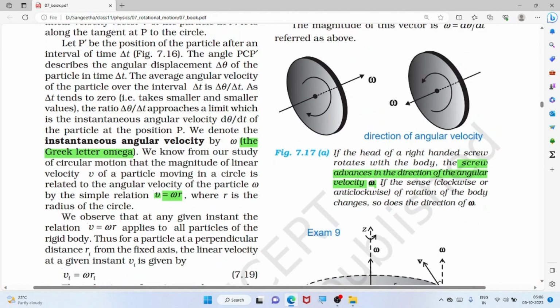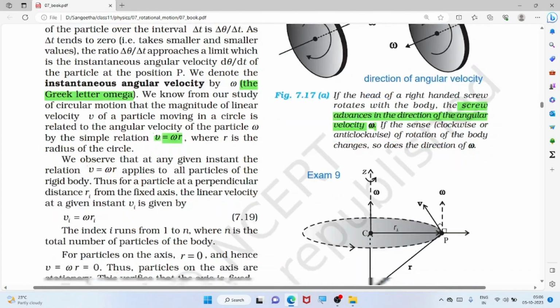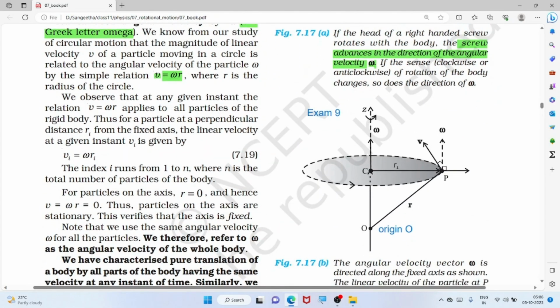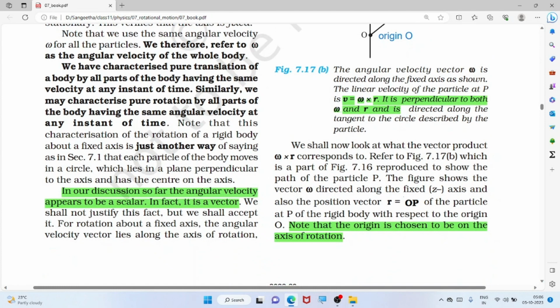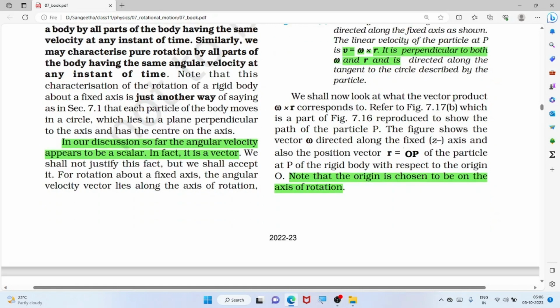Here, how to find the direction of the angular velocity? The resultant is perpendicular to both omega and r.